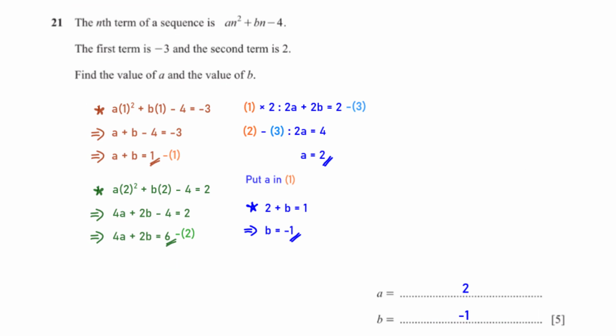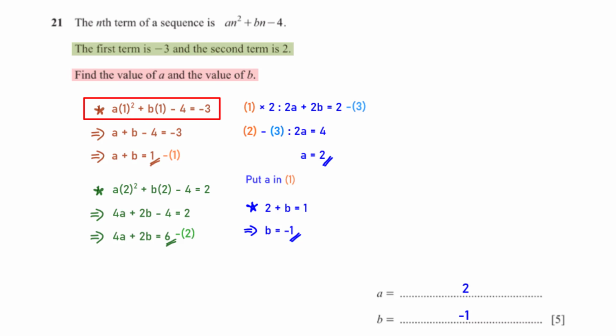The nth term of a sequence is an squared plus bn minus 4. The first term is negative 3 and the second term is 2. Find the value of a and the value of b. If the first term of the sequence is negative 3, then it means if we plug in n equals 1 into the sequence, we should get negative 3.